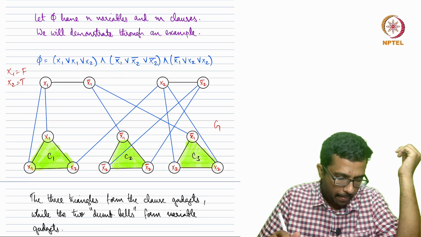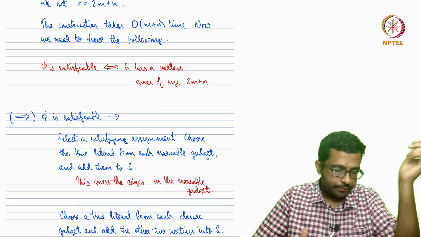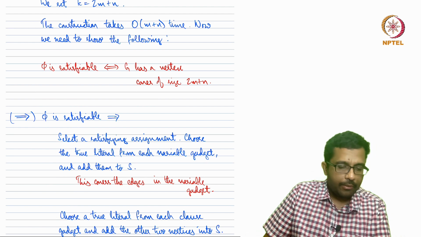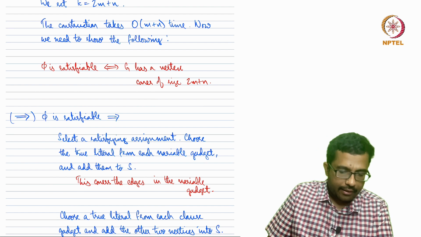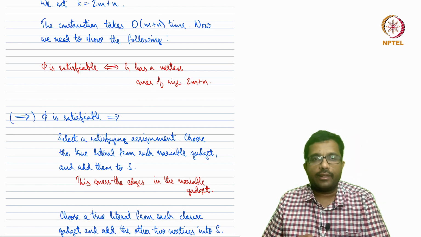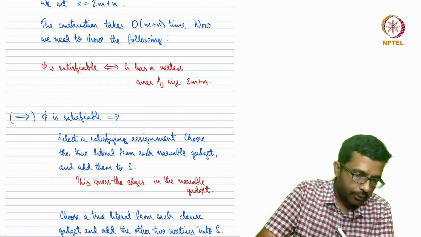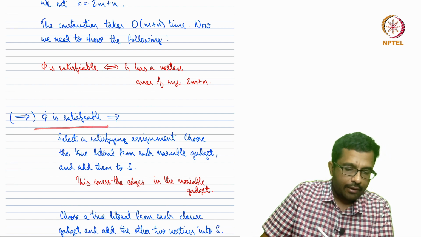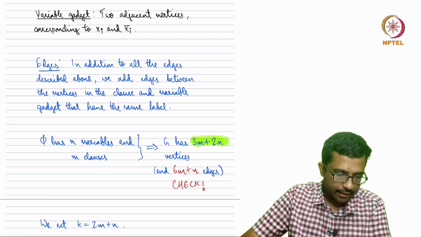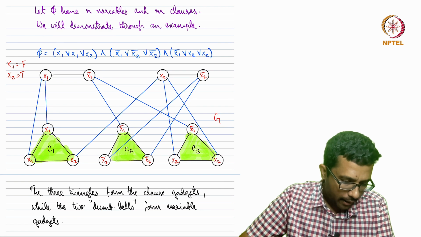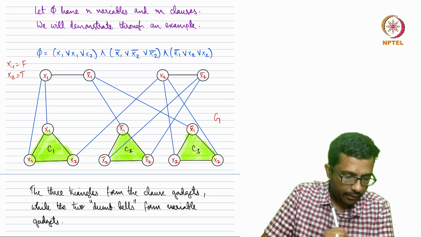So now we have two directions to show, right? One is that if the formula is satisfiable, the graph has a vertex cover of size 2m plus n. The other is the opposite direction. If the graph has a vertex cover of size k, which is 2m plus n, then the formula is satisfiable. So first let us see the forward direction. If the formula is satisfiable, the graph has a vertex cover of that size. So in this case the formula is satisfiable, right? x1 is false and x2 is true.